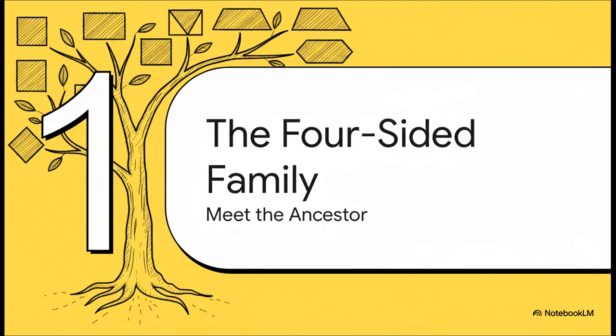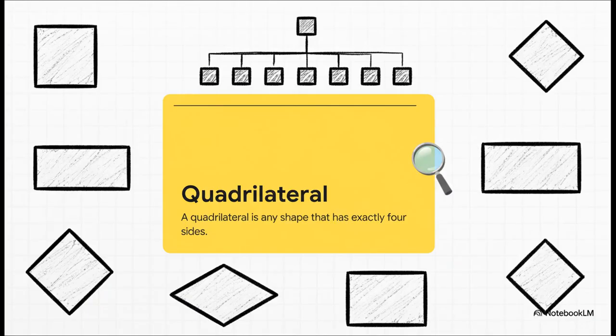All right, to build our tree, we've got to start at the very beginning, at the root. We need to meet the one ancestor that unites every single shape we're going to talk about. And here it is, the quadrilateral. You can think of this as the great-great-grandparent of the whole clan. The only rule to get into this family is super simple. You just have to have exactly 4 sides. That's it. Nothing else, not angles, not side lengths, matters just yet. Any 4-sided shape you can dream up is, at its heart, a quadrilateral.